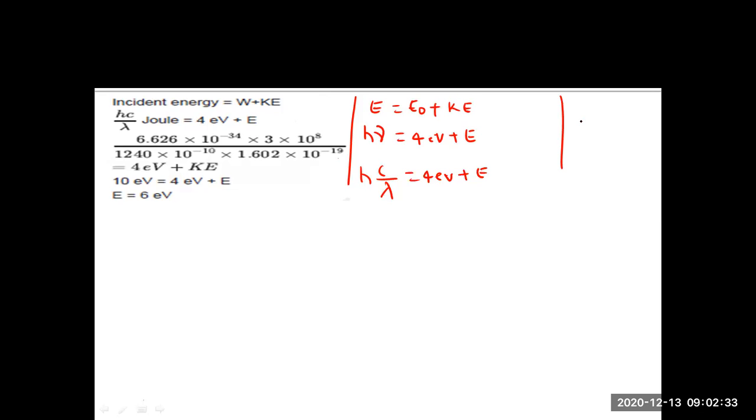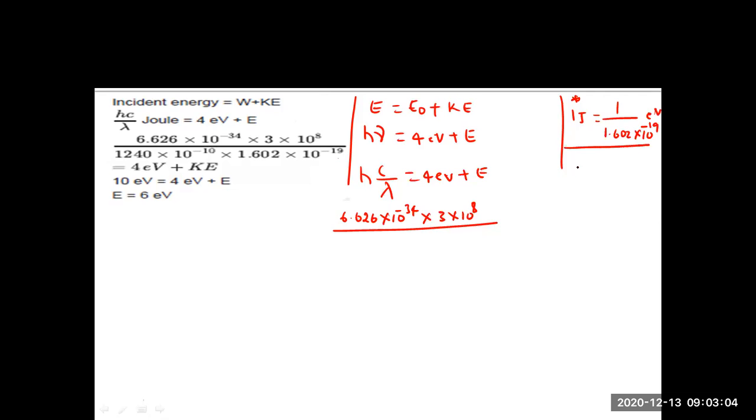So this 1 joule should be equal to 1 divided by 1.602 into 10 raised to minus 19 electron volts. So this is the conversion you should know. So let's substitute for h, c and lambda: 6.626 into 10 raised to minus 34, into c, the velocity of light, 10 raised to 8, divided by the wavelength they have given.